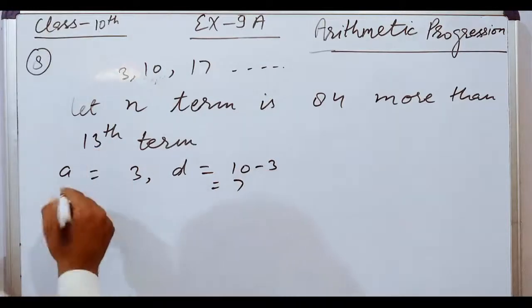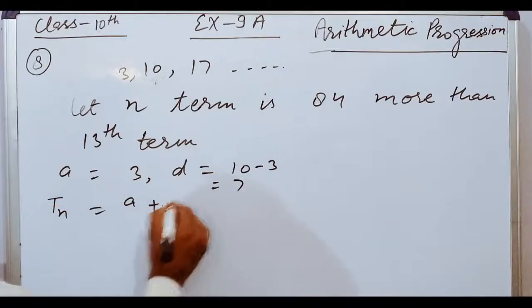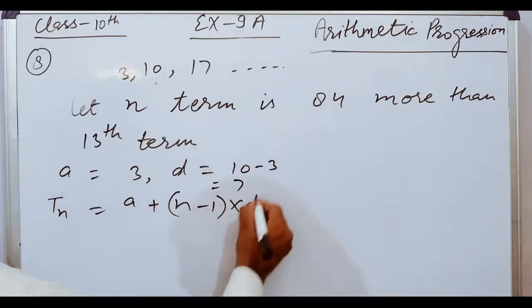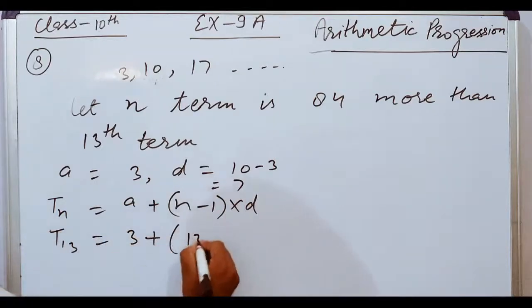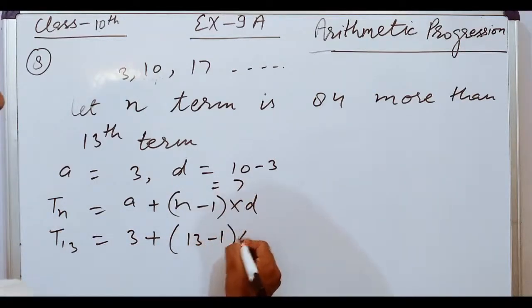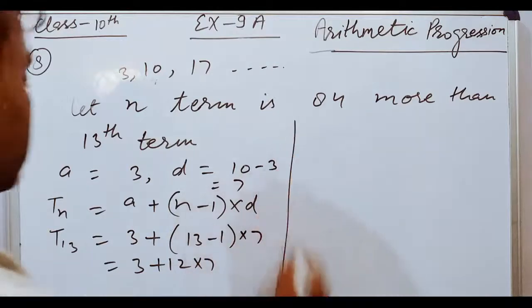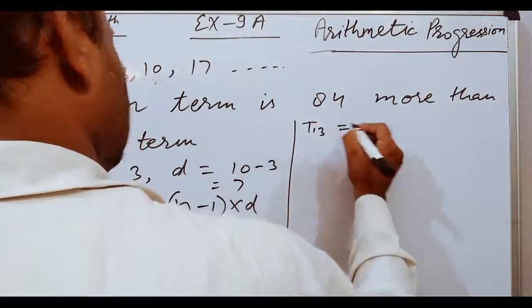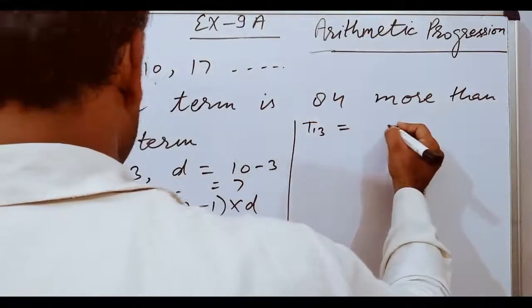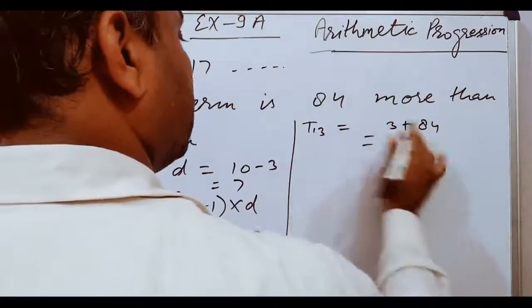So the 13th term we will find. Tn equal to A plus n minus 1 into D. T13 equal to A, 3, and 13 minus 1 into D, which means 7. 3 plus 12 into 7. T13 equal to 3 plus 84, 12 times 7 is 84, so 87.